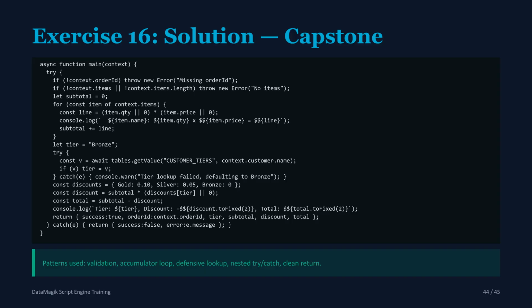Here is the solution for the capstone exercise. It uses validation, an accumulation loop for the subtotal, a defensive try/catch block for the lookup table, and applies the discount before returning a structured result. This demonstrates several best practices we have covered.